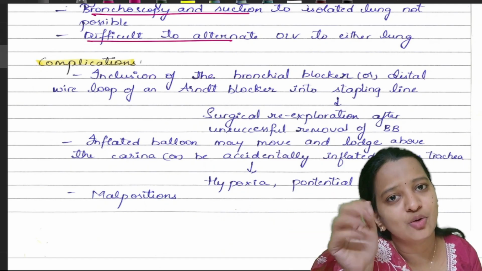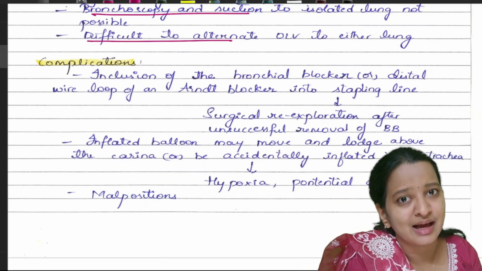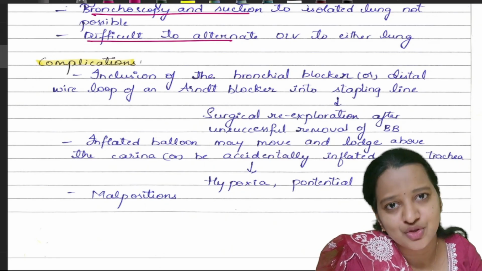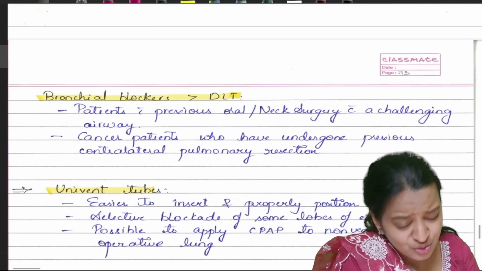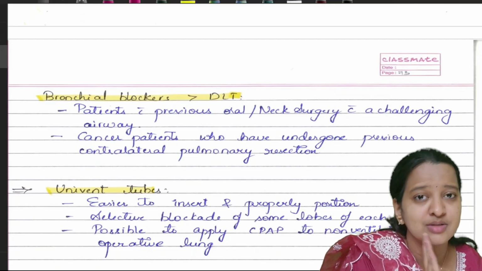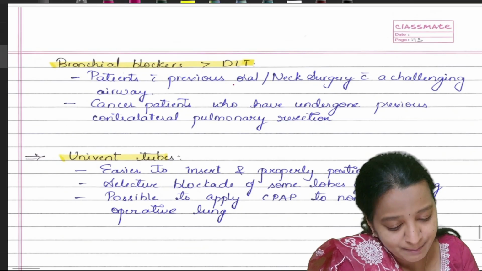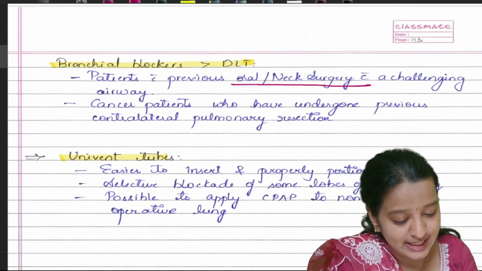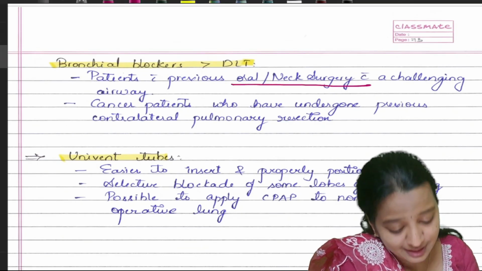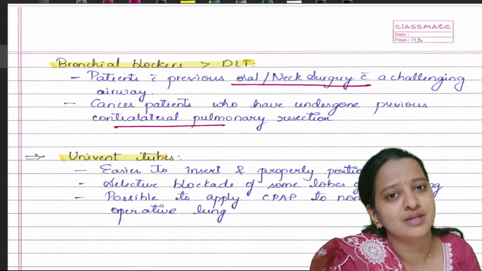So the patient might go into hypoxia and cardiac arrest. So frequent malpositions might occur. So again, you have to reposition frequently. So apart from these disadvantages, where you use bronchial blockers more than DLTs are in the patients where there is previous history of oral and neck surgery and there is a difficult airway and who has undergone contralateral pulmonary resection.